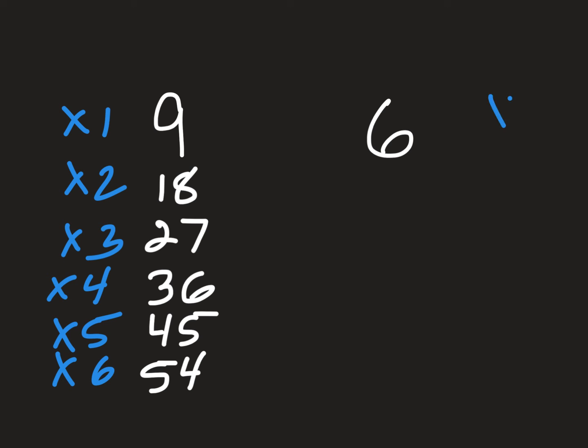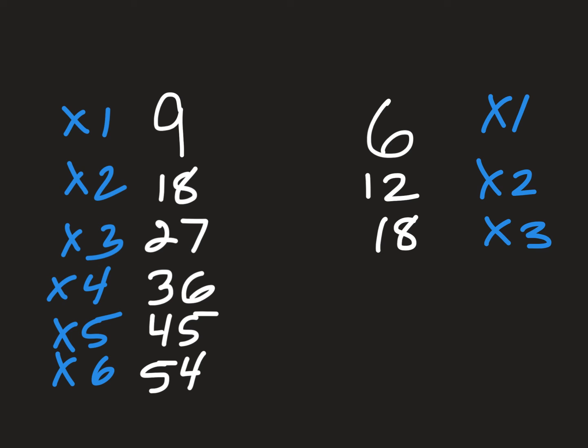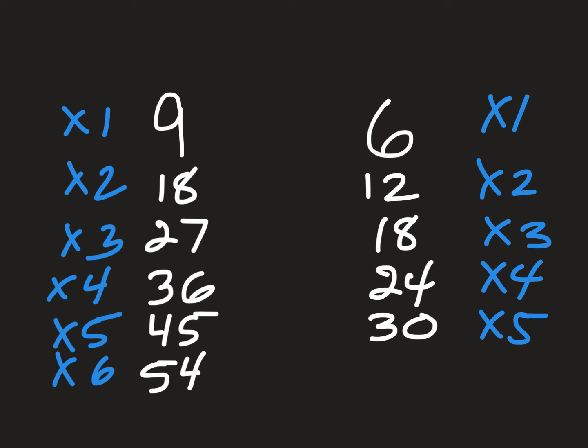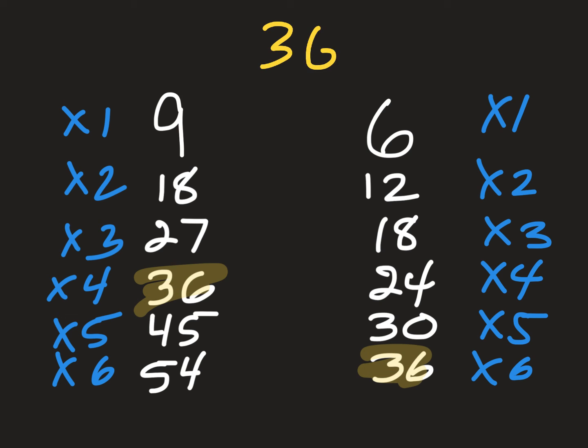So if I do 6 times 1, of course that is 6. 6 times 2 is 12. 6 times 3 is 18. 6 times 4 is 24. 6 times 5 is 30. 6 times 6 is 36. There is that common multiple that we need that shows up in both lists. So we should have 36 for problem number 2.